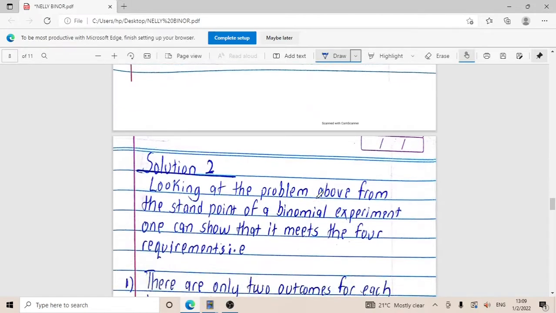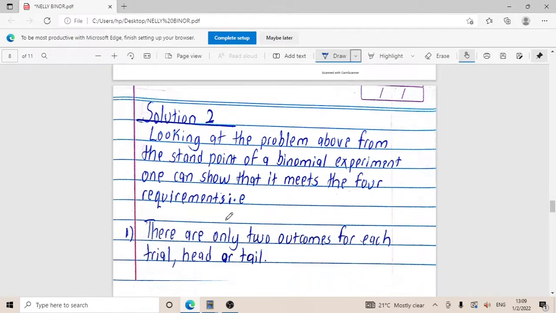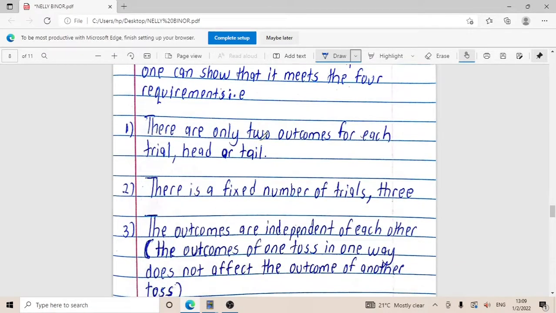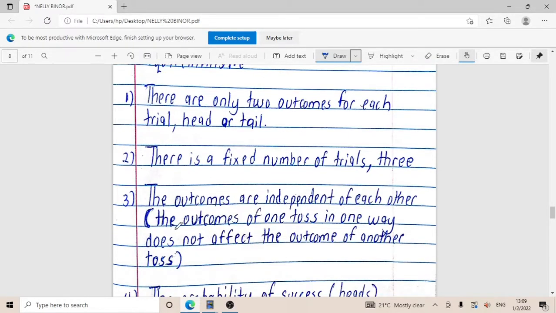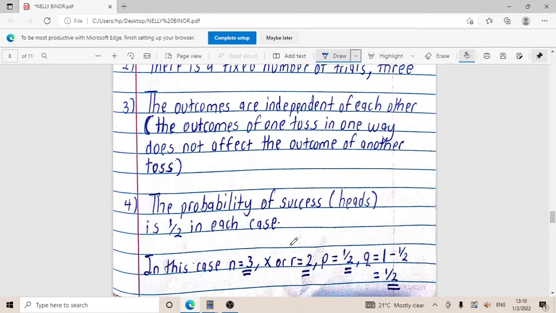So what is the other way of finding this? The other way is looking at the problem from the standpoint of a binomial experiment, where one can show that it meets the 4 requirements. You all remember the 4 requirements. There are only 2 outcomes for each trial, that is head or tail, and there is a fixed number of trials, which is 3. The outcomes are independent of each other. The outcome of one toss does not affect the outcome of another toss.